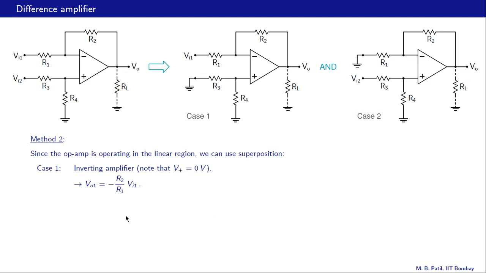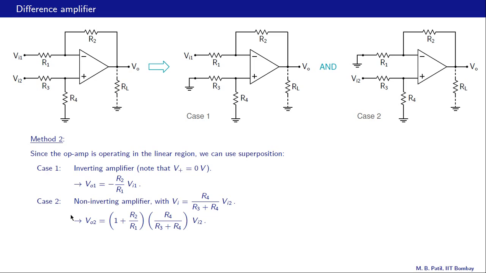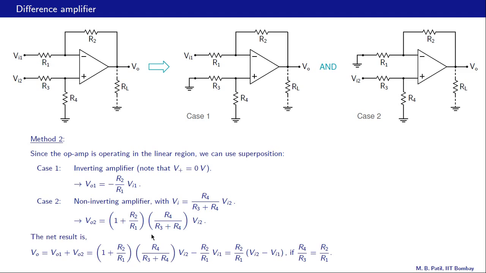So that is our VO2, 1 plus R2 by R1 times R4 by R3 plus R4 times Vi2. This is the gain of the non-inverting amplifier, and the input voltage for the non-inverting amplifier is, as we have seen, this quantity here. And now we can put these two together, and the net result is exactly what we had in the last slide.